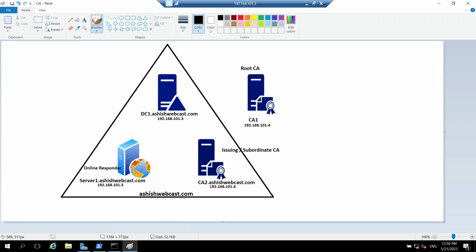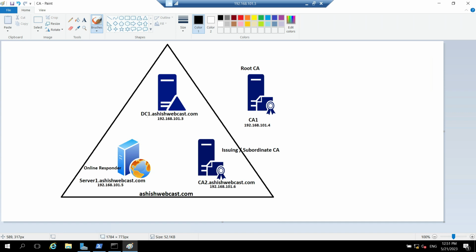Without going further, let's understand what CDP is and what AIA is. CDP is the CRL Distribution Point. CRL is the Certificate Revocation List. It is a mechanism used in PKI to manage the revocation of digital certificates. Whenever a certificate authority revokes a certificate, it adds that certificate's information to the CRL, indicating that this particular certificate is no longer valid in your environment.